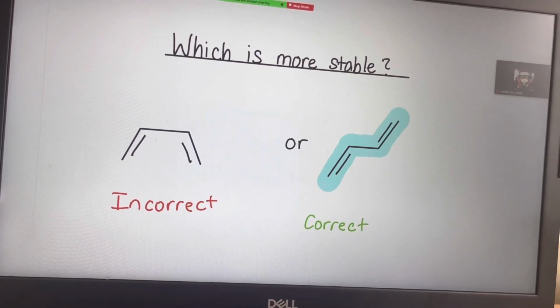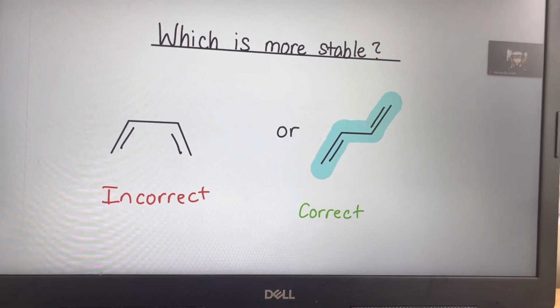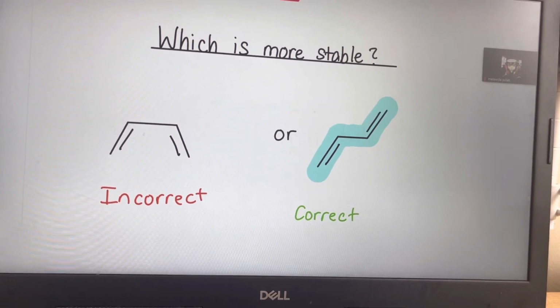Which is more stable? The one highlighted in blue is more stable because it's further apart, which is less sterically hindered, and that is also S-trans.